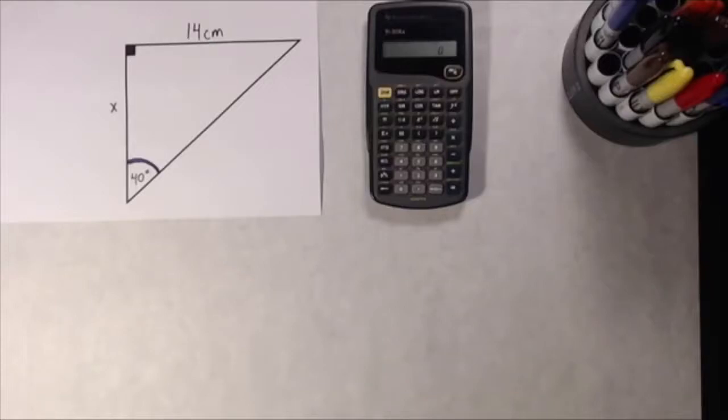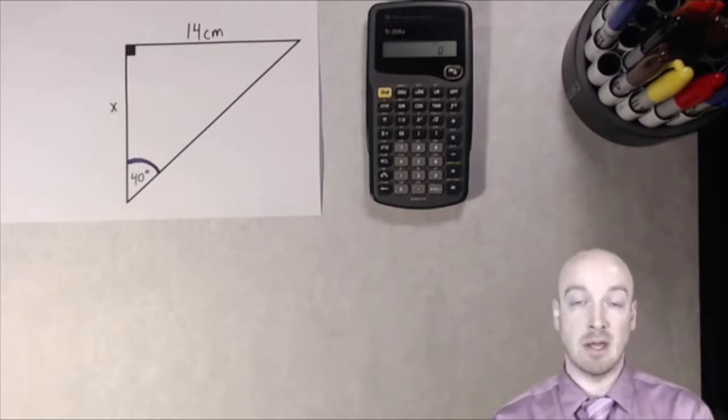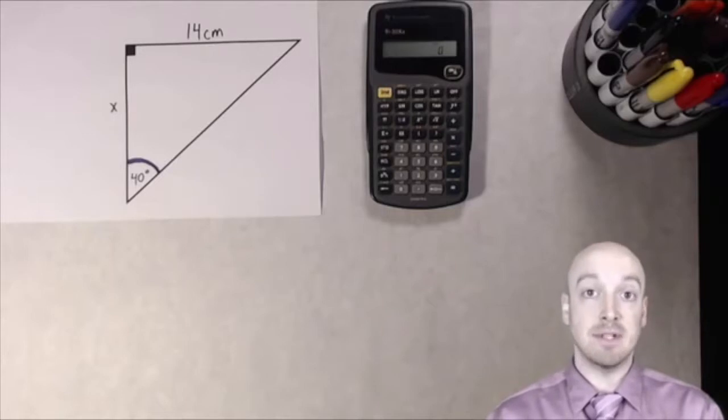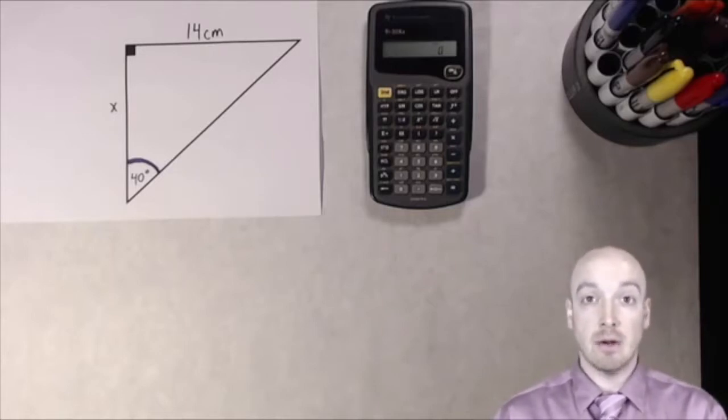Here I've got a question where I can use SOH CAH TOA to find a missing side length in a right angle triangle. Now I know this is a right triangle because of that square that's in one of the corners. If the square wasn't there, the question would have to tell you that this is a right triangle, either telling you there's a 90-degree angle in there. But if it doesn't say that and it's not indicated as a right triangle, you can't use SOH CAH TOA.